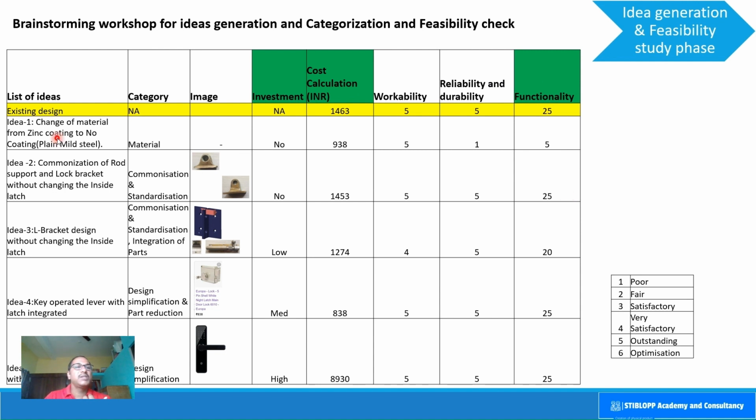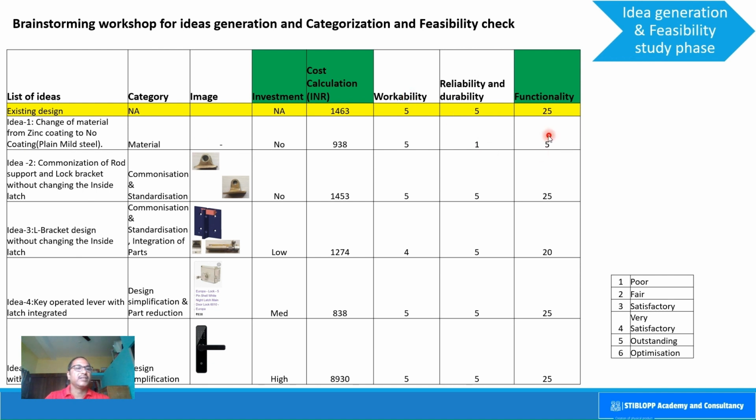Okay. Now let us look at each idea one by one. Idea one: change of the material from zinc coating to no coating, or plain mild steel. So this is the cost. Workability is superb, no problem about this. But the reliability and the durability are very poor, because you can see the rating here. The reason is that over time this will get corroded and a thief can easily break it. So the functionality is the multiplication of workability, reliability and durability.